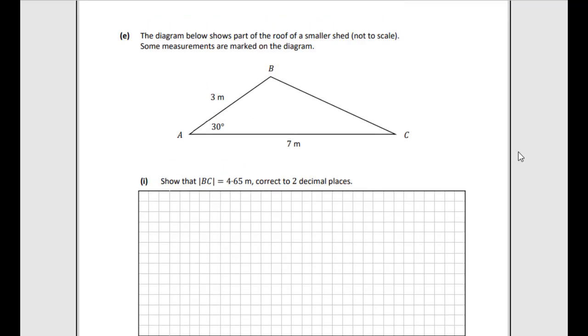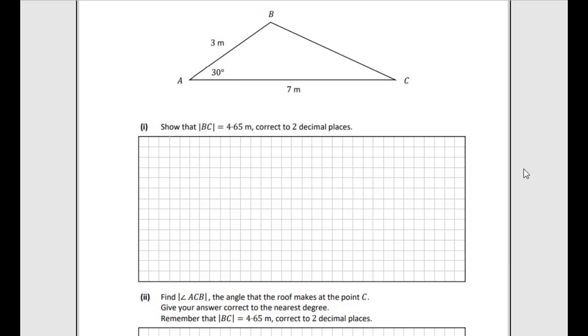The diagram below shows part of the roof of a smaller shed, not to scale. Some measurements are marked on the diagram. So we have two sides here and an enclosed angle. So let's see, show that BC is 4.65, so that this distance here is 4.65 meters, correct to two decimal places. So what you've got to do is use the cosine rule here.